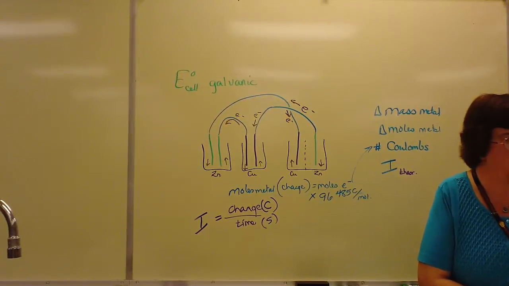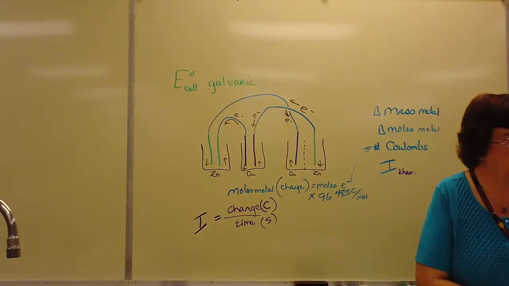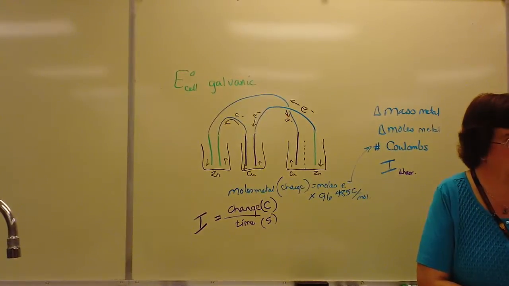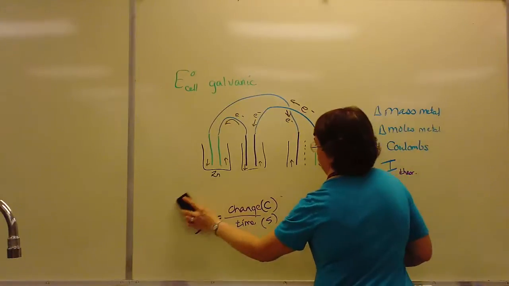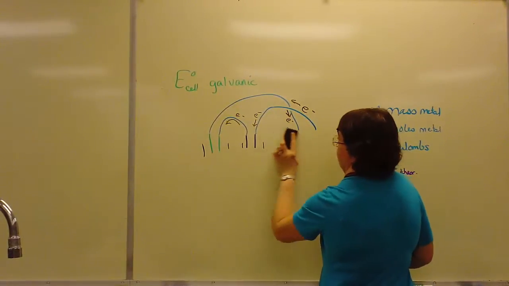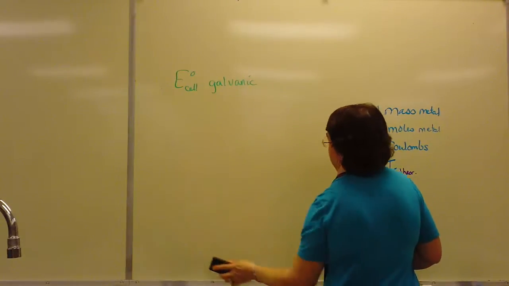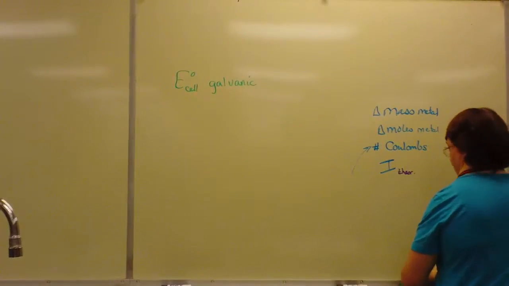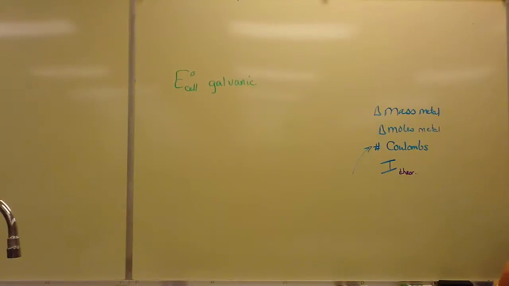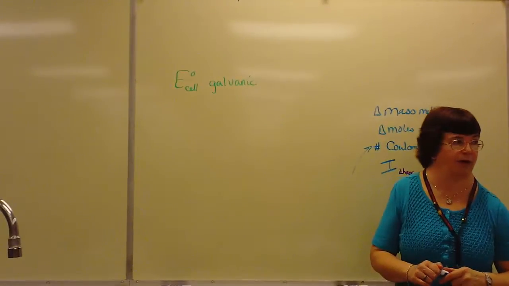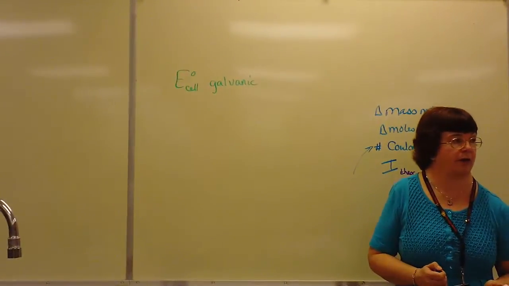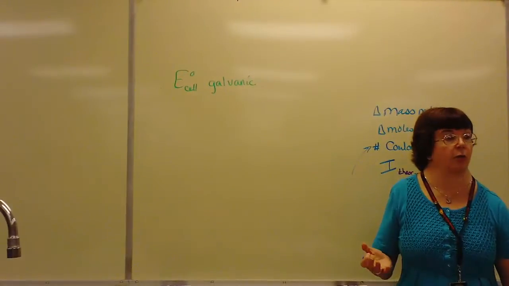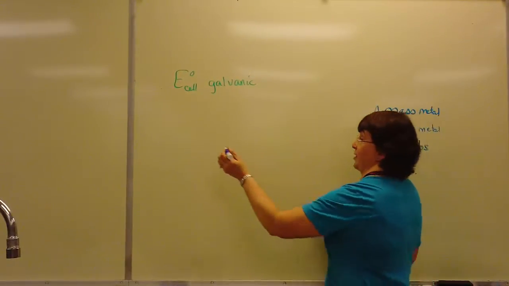You're calculating not E0, but E for the cell. Is E0 the same as E for the cell? Why not, Mackenzie? Isn't E0 like the initial? Not initial, but what does that 0 stand for? What does the 0 stand for? Standard, there we go. So, I don't have standard conditions, why not? You're not using 1 molar solution. I'm not using 1 molar solutions. So I need to figure out the E for my cell.